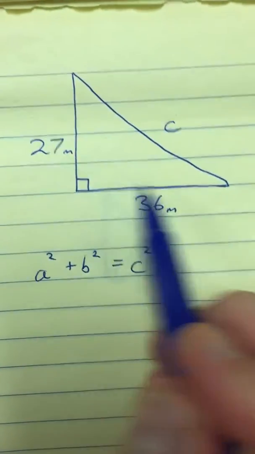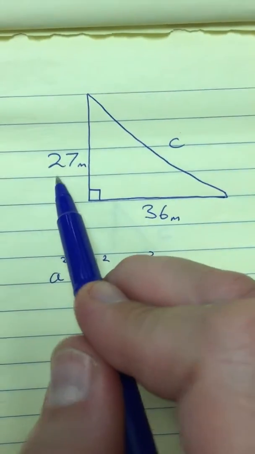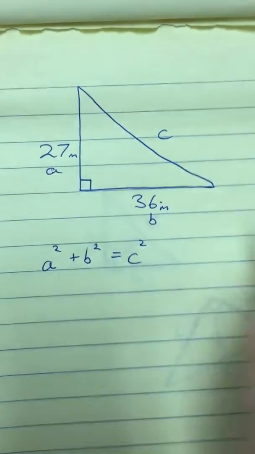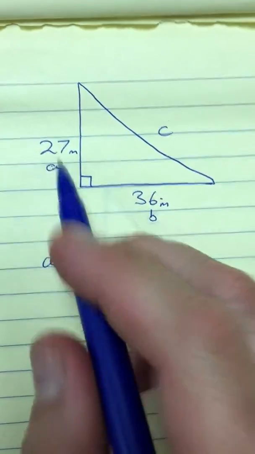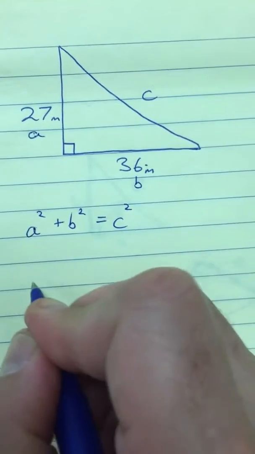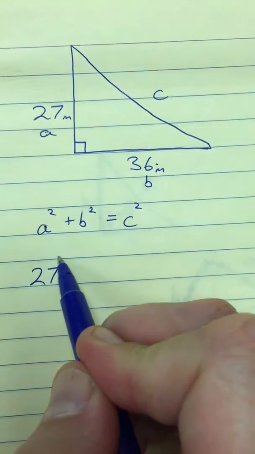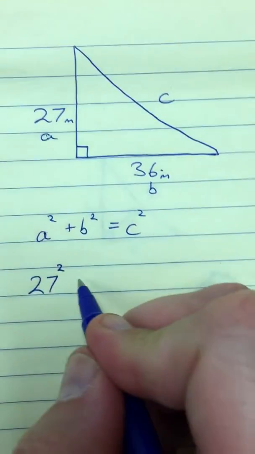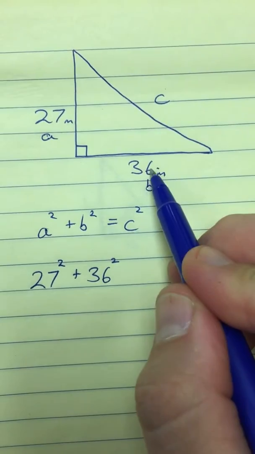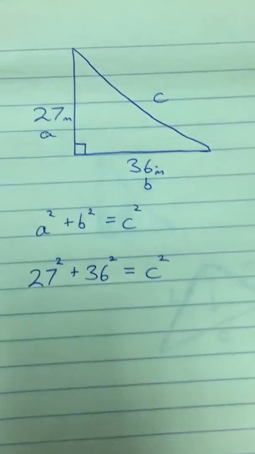So we have two legs because they form the right angle. So it doesn't matter whether this is a or this is a. I'll just do that one is a and that one is b. So 27 is going to be a. Instead of writing a, I'm going to put the number 27, and then I leave the squared there. So 27 squared plus 36 squared, which is the b number, is going to equal c squared.